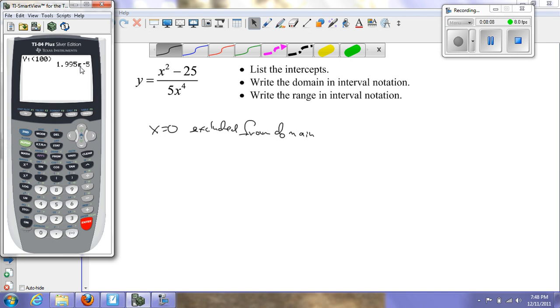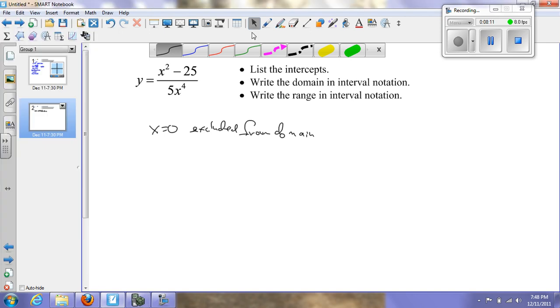0. So what this is telling me is that my domain is parentheses negative infinity comma 0, union, whoops, not a u, it's a u like that, union 0 comma infinity. And let's just check that one more time to make sure that I don't have any value.